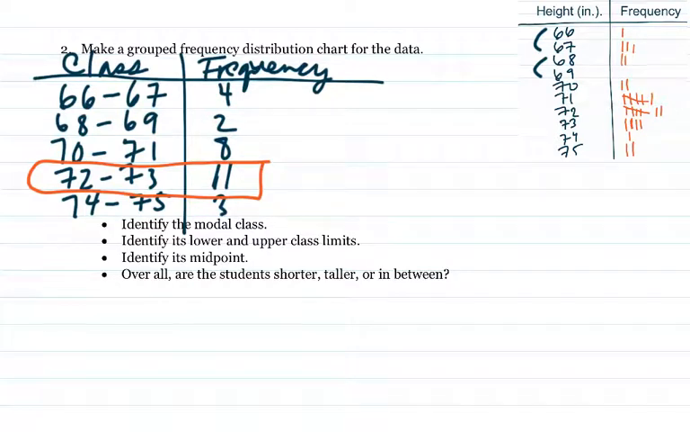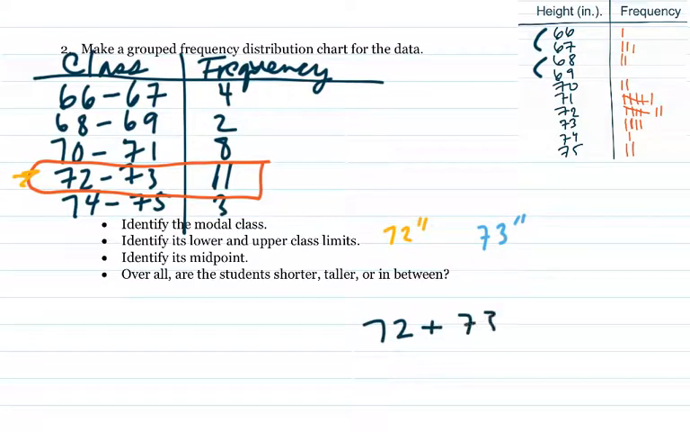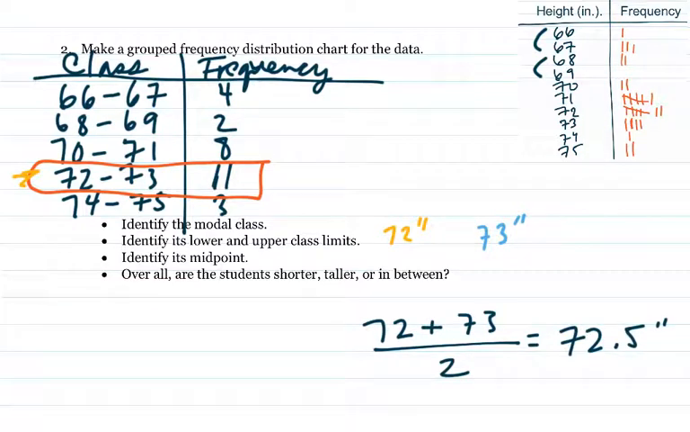The next question says to identify its lower and upper class limits. That's talking about this modal class. So the lower limit is 72 inches. The upper limit, which I'm writing in blue, is 73 inches. Identify its midpoint. Well, we would take 72 plus 73 and then divide that by 2, which is 72.5 inches. That's the midpoint. So that's my answer right there.